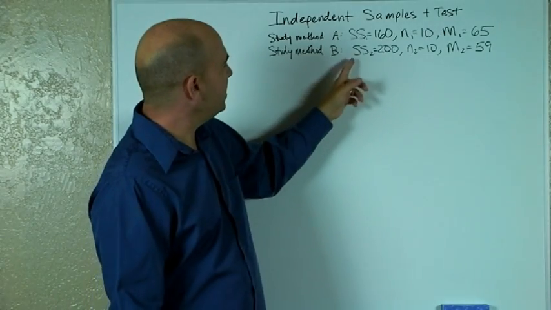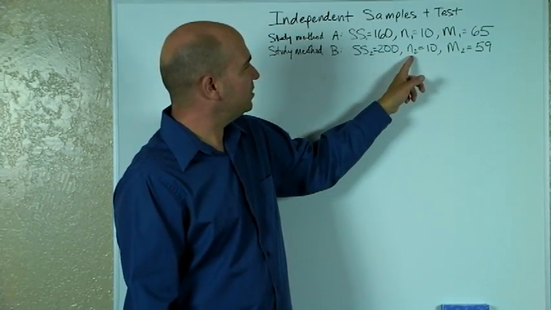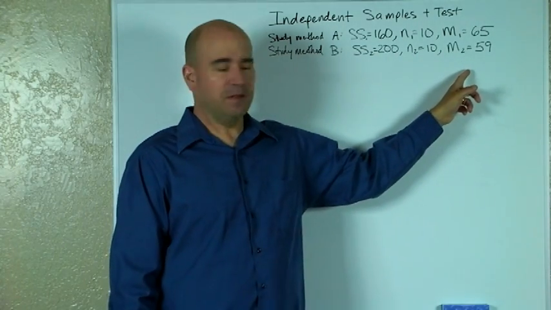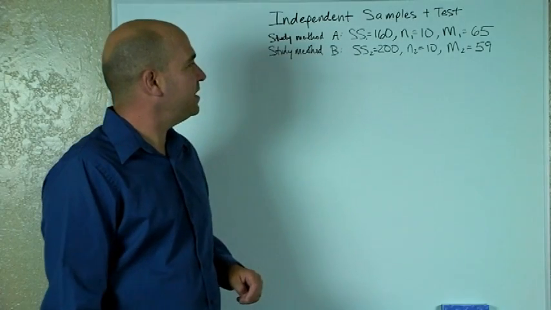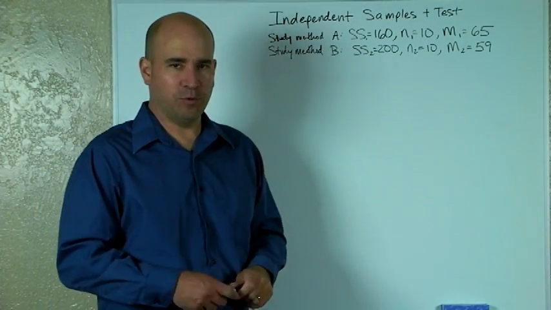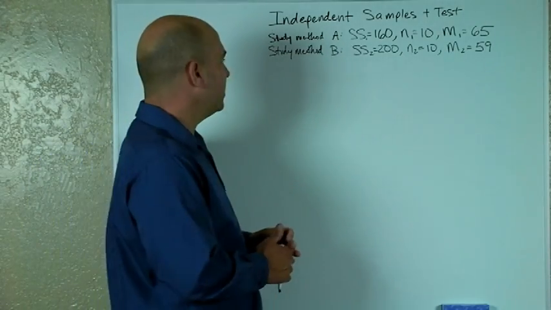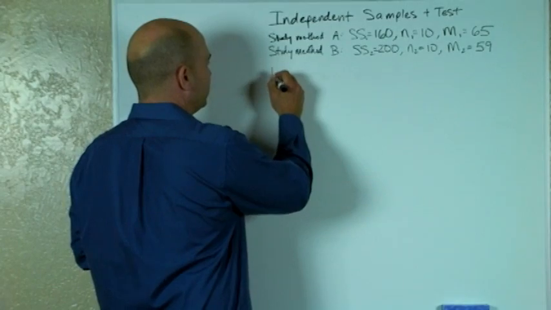For study method B, the sums of squares was 200. There were also 10 people who took this method, and their mean was 59. So we want to conduct a hypothesis test to see if there's a significant difference between these two groups on test performance. We'll start by stating our null and alternative hypotheses.